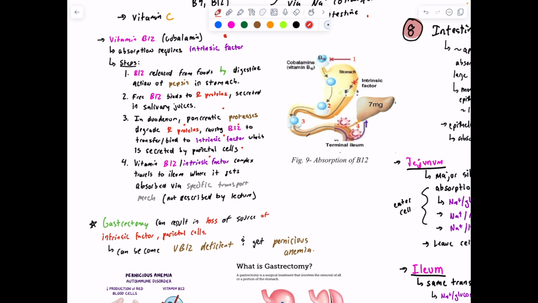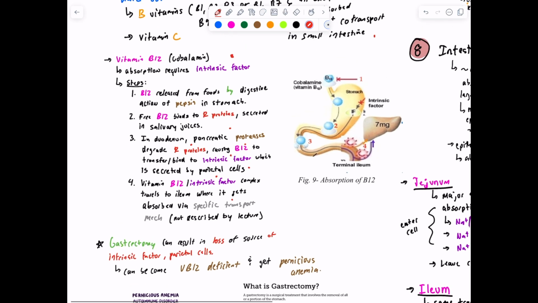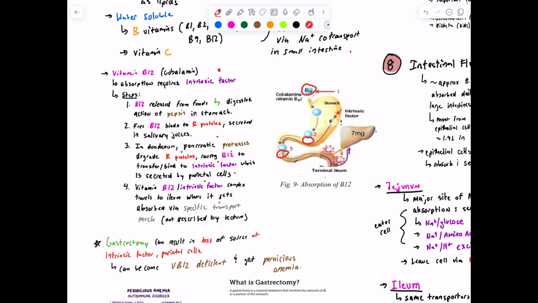The vitamin B12 and intrinsic factor complex travels to the ileum, where it gets absorbed via a specific transport mechanism, which we haven't discussed past just mentioning it in the lecture. But you can see this here. B12 comes in, binds to our R protein. The R protein gets broken down, and then it's going to bind to intrinsic factor, and then the combination of intrinsic factor with B12 is going to get absorbed in the ileum of the small intestine.